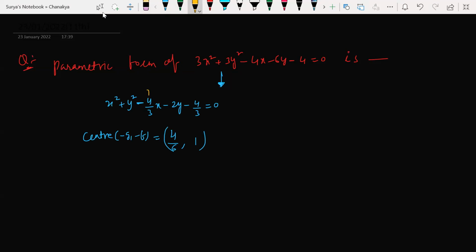I told you the shortcut: half of this and half of this. If they are negative, your center would be positive. If it is positive, it would be negative. That is the shortcut. What is the radius?